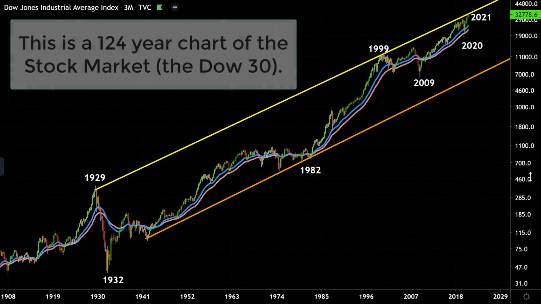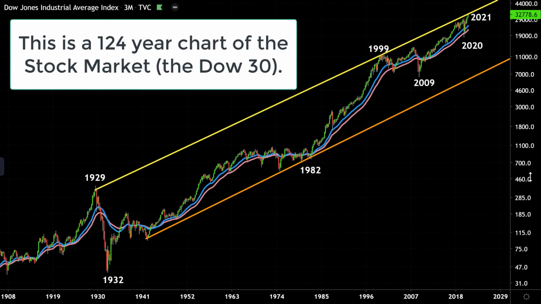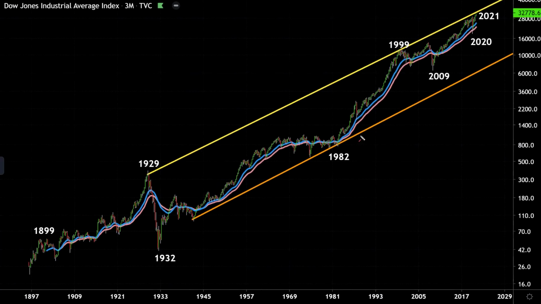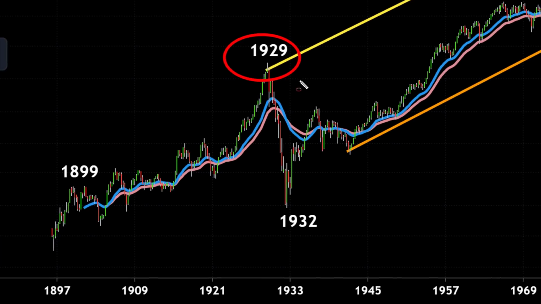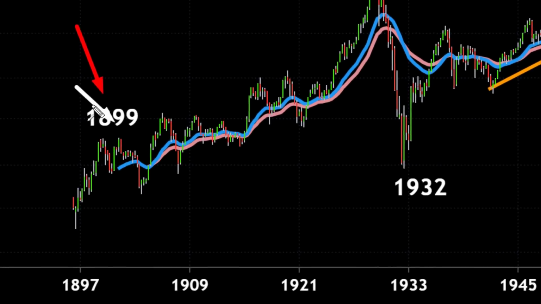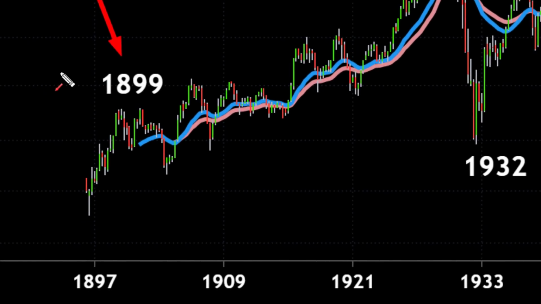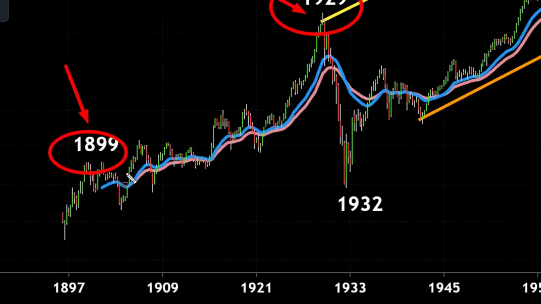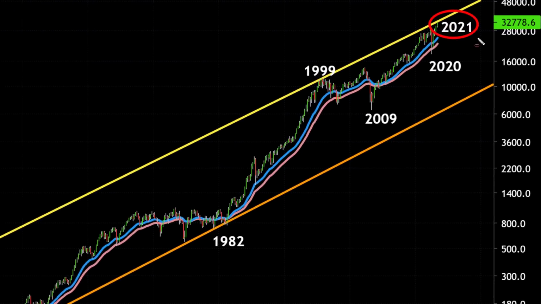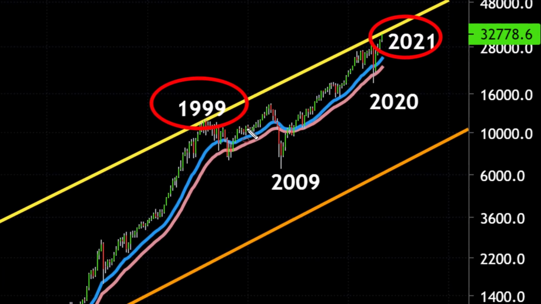This is a 124-year chart of the stock market, of the Dow Jones Industrial Average. Yes, you heard me correctly. A 124-year chart. As you can see here, this goes back all the way to before the 1929 Wall Street crash. And yes, even the 19th century. This is just before the start of the century. As you can see here, this is 1899. There it is, just before the start of the 20th century. So a very long-term chart, which you may not have seen before. And there we are. We are now here in 2021. And this was the top here of 1999 and so on.